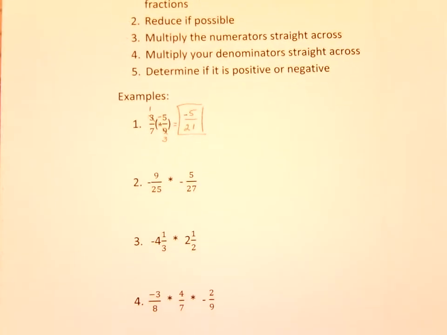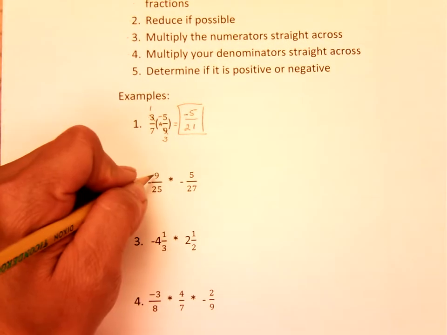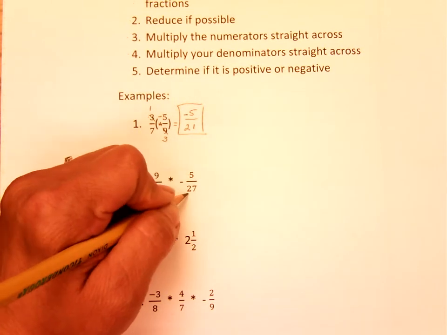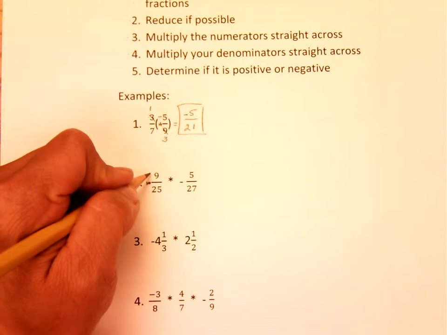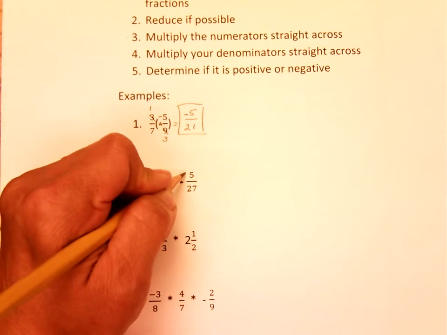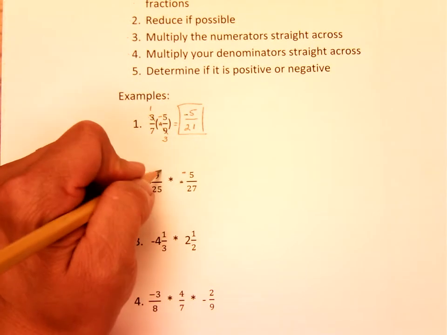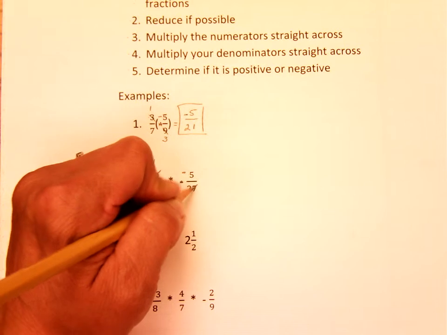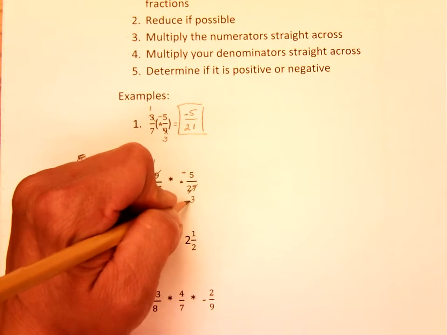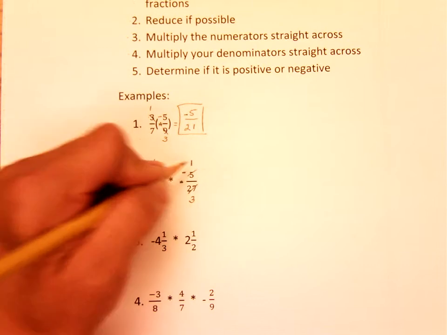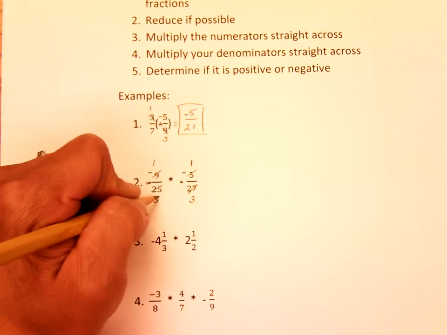Let's look at number 2. It says negative 9 over 25 times negative 5 over 27. Here I'm going to take all my negatives and put them in my numerator because it's just easier for me to remember my negatives there. Okay, anything you can cross reduce, you can. So 9 goes into 9 once, 9 goes into 27 3 times. 5 goes into 5 once, 5 goes into 25 5 times.